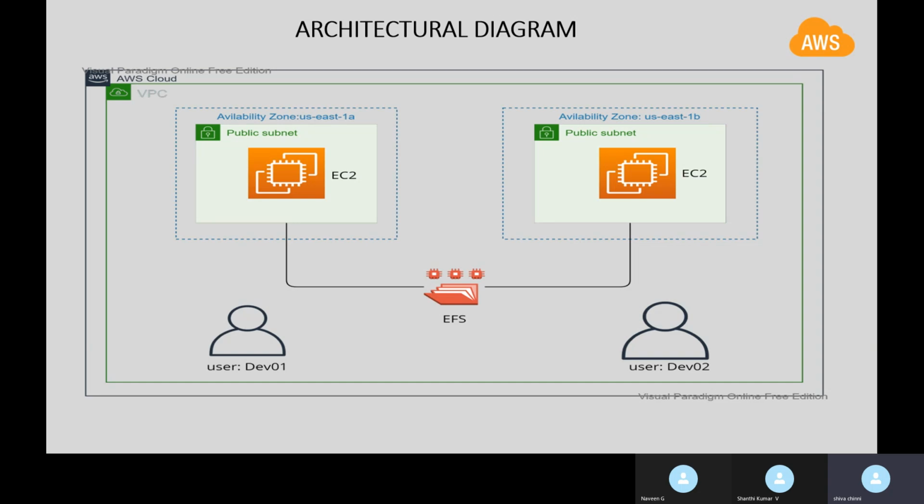So this is our architectural diagram. First of all, we have created one AWS VPC. In that AWS VPC we have created two availability zones. One is US East 1A, another one is US East 1B. In US East 1A we created one public subnet, and in US East 1B similarly we created one public subnet. Both are public subnets. In each public subnet, we created one EC2 server.